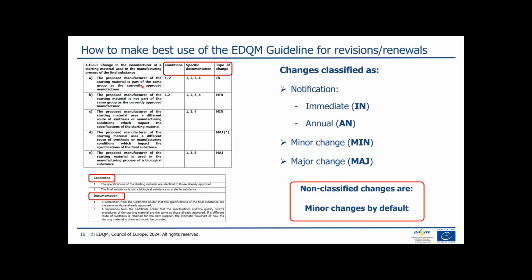When looking at this table, you can choose the correct case for your change, and also when looking at this column conditions 1, 2, there will always be below this table a second table with description of these conditions, and also the same principle for the documentation.